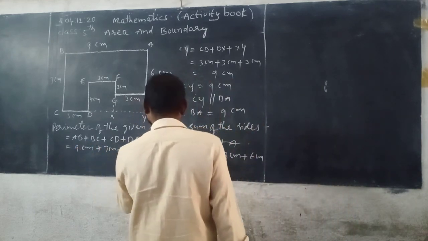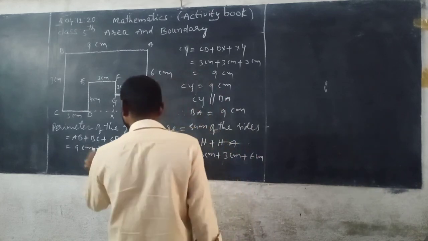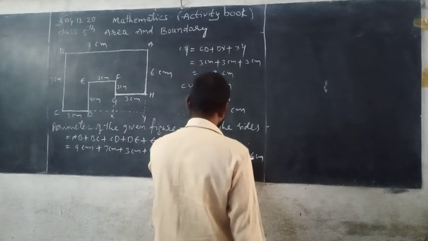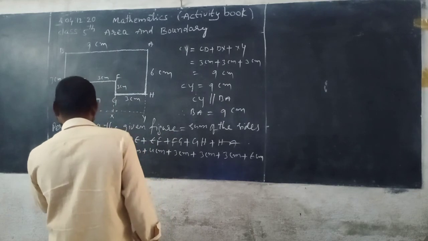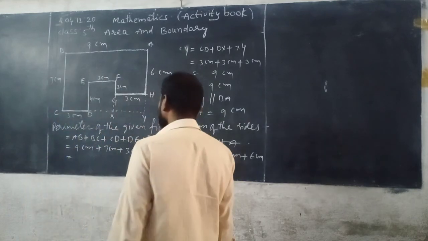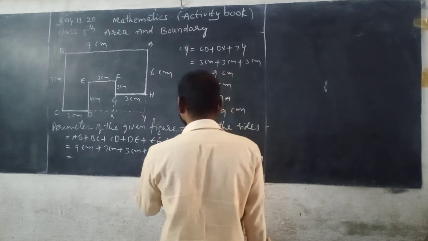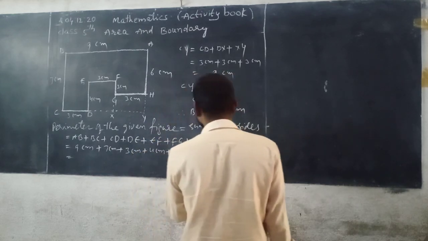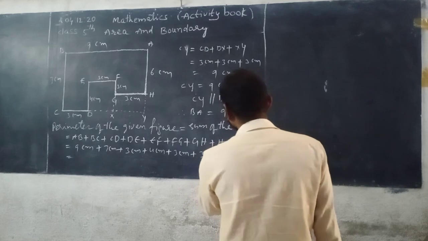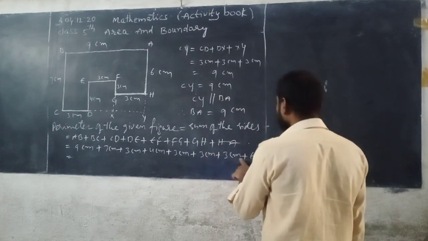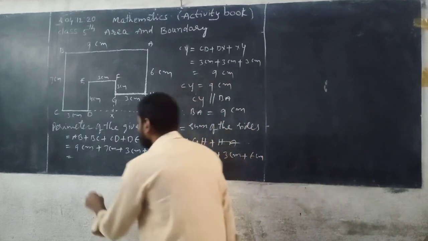1, 2, 3, 4, 5, 6, 7, 8. See here. 9 plus 7, 16. 16 plus 3, 19. 19 plus 4, 23. 23 plus 3, 26. 26 plus 3, 29. 29 plus 3, 32. 32 plus 6, 38 centimeters.